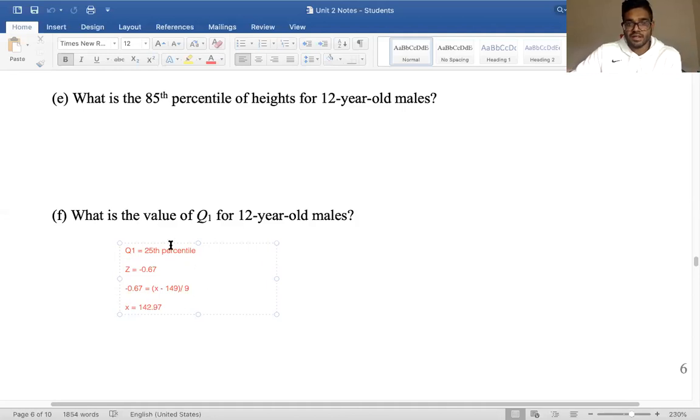Okay. Now, as a quick sanity check, right? If you're in the 25th percentile, you're going to be below the mean or below the median, right? And so your value here for x should be lower. Okay. If you're in the 85th percentile, you're going to be above the mean, right? So your value should be above, right? You should have a bigger number, which is what we get. And then to make a sentence out of this, to be at the 25th percentile, which is also Q1, a 12-year-old boy needs to be 142.97 centimeters tall.